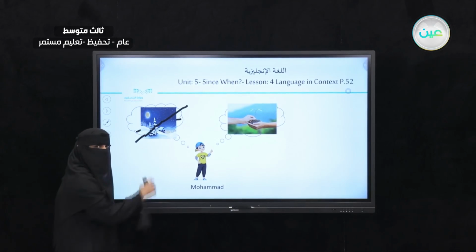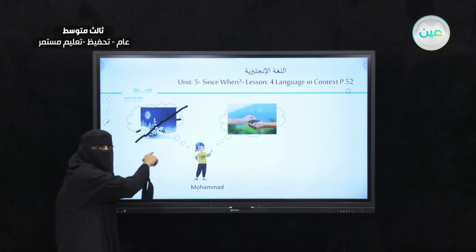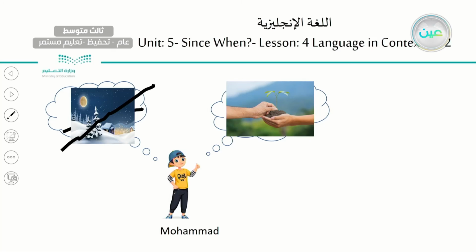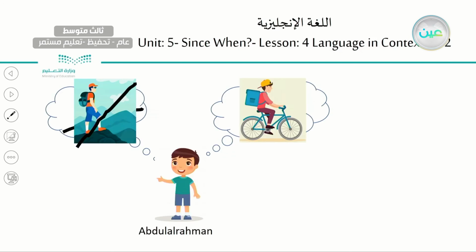He has seen or hasn't seen, hasn't or has never seen, okay? Both are correct. What about here? With planting trees, planting a tree. He has planted a tree for 3 years. He has never seen the snow. This is something he hasn't done before.